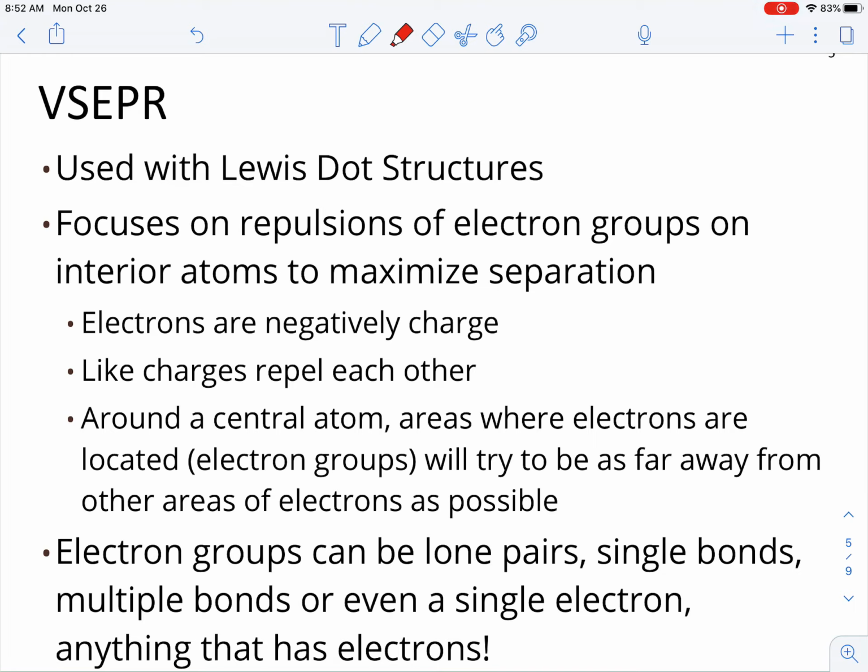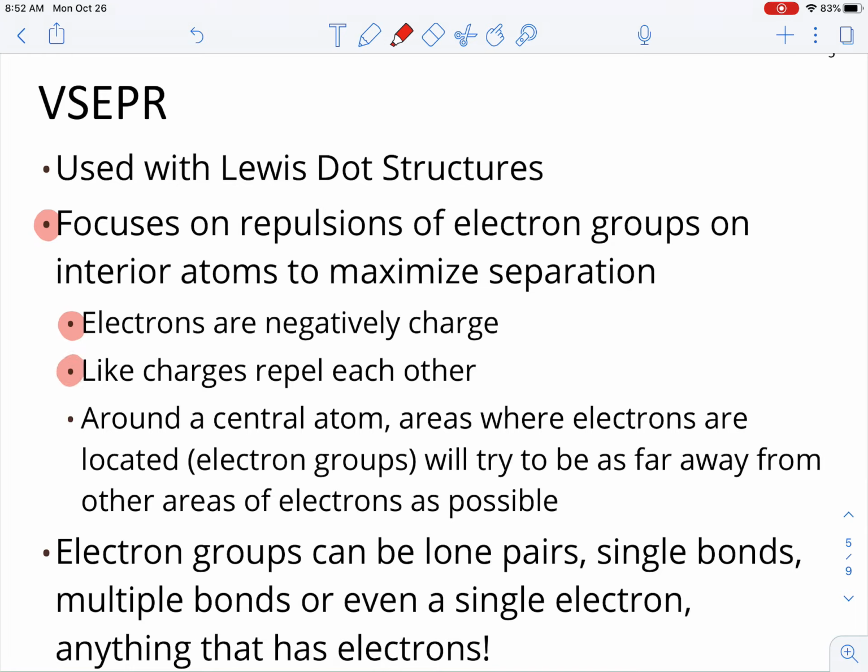So the first step is we need to be able to draw a Lewis dot structure, which is what we've been practicing for the past 2 days. If you can't draw that, then you can't predict the shape. So we have to be able to do that first. All right, so again, we're going to focus on the repulsion of electron groups on interior atoms to maximize separation.